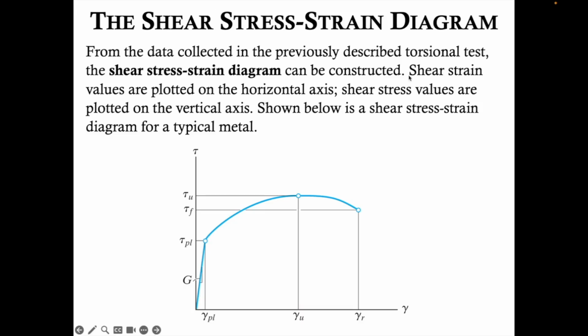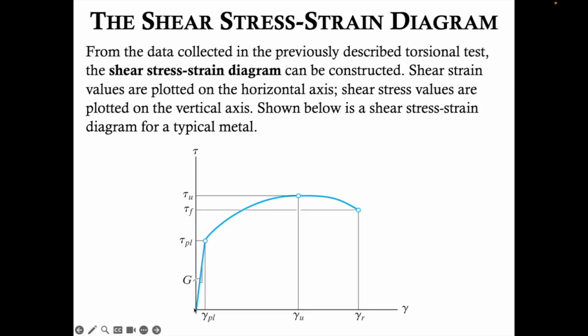So we have shear strain values plotted on the horizontal axis. Remember, gamma represents shear strain, as we learned in Chapter 2. And then on the vertical axis, we have the shear stress values represented as tau, tau representing shear stress, as we learned about in Chapter 1. Shown below is a shear stress-strain diagram for a typical metal.